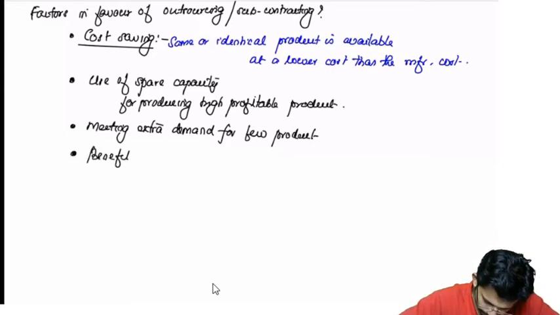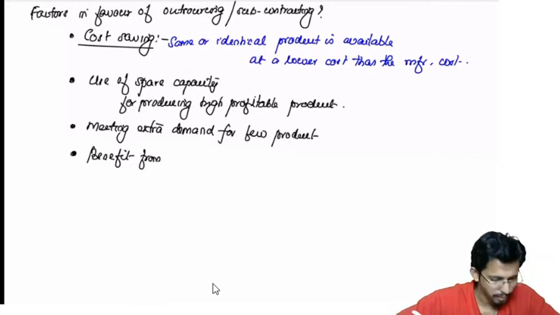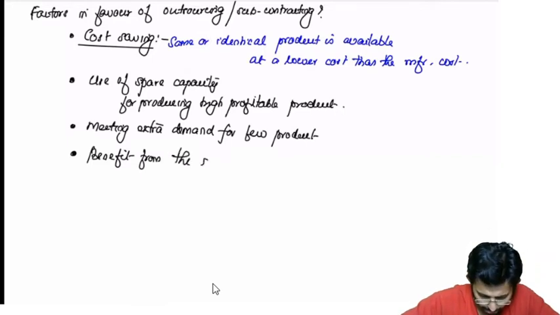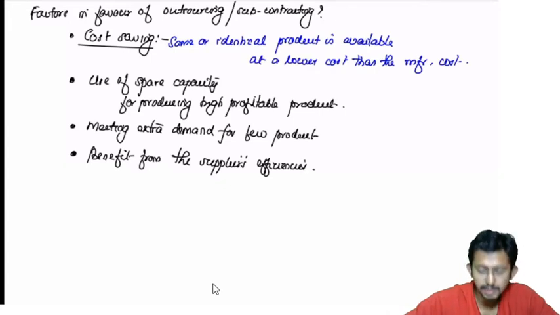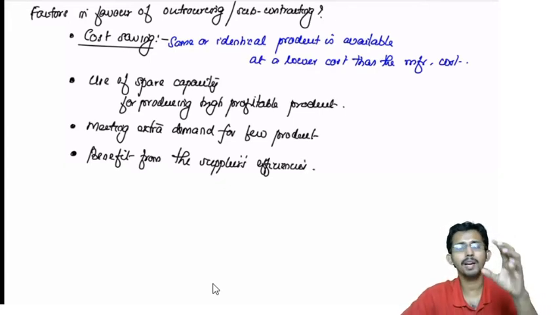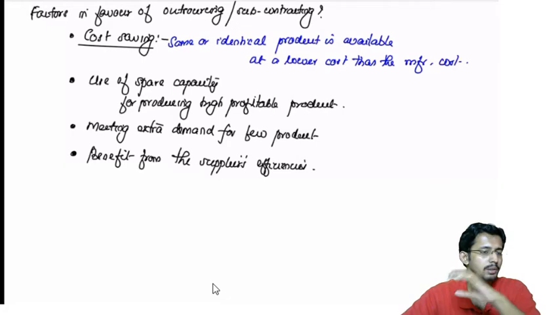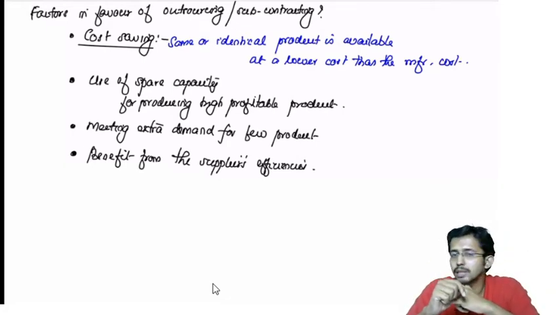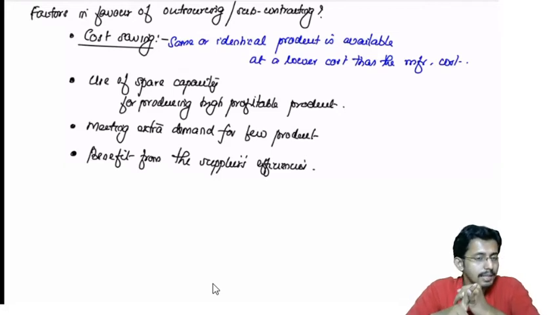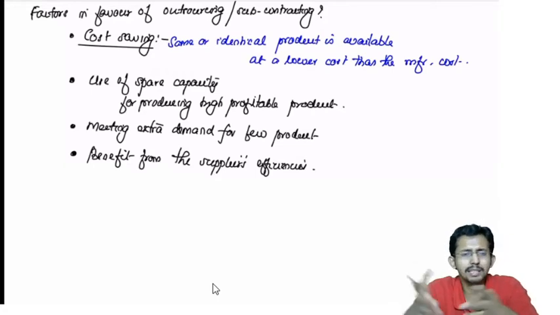Okay, next, benefit from the suppliers' efficiencies. What do you mean by suppliers' efficiency? See, you are manufacturing cars. Okay, you are manufacturing wonderful cars. But manufacturing a car requires what all things? You require a lot of parts, like tire is required, engine is required, then upholstery works, seats and things are required, body parts are required. So many things are required.